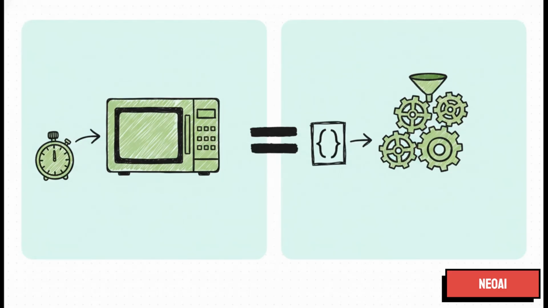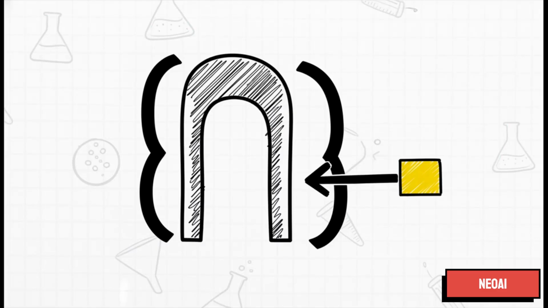For the microwave, our input is time. For a Python function, our input is called an argument. But they're doing the exact same job. They are the special instructions that tell the machine what to do. And this is what it actually looks like in code. See, when you define a function, like say_hello, you put a little placeholder for your argument right inside those parentheses. In this case, name is our argument.